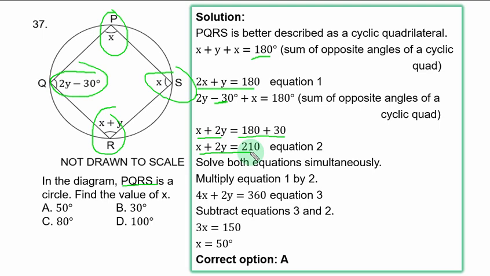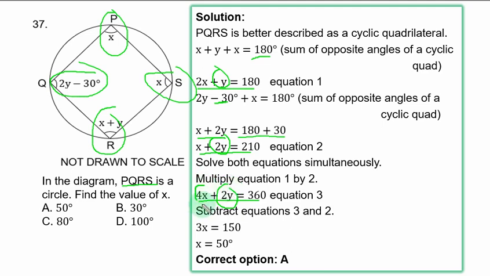So to eliminate y, this is equation 1, you have y here. Equation 2, you have 2y. So we need to make y have the same coefficients before we subtract, because the signs are the same. So you have to multiply through equation 1 by 2. If you do that, you have 4s plus 2y equal to 360. Now the coefficients of y are the same. You can now subtract equation 3 and 2.